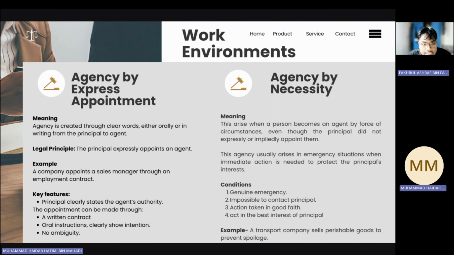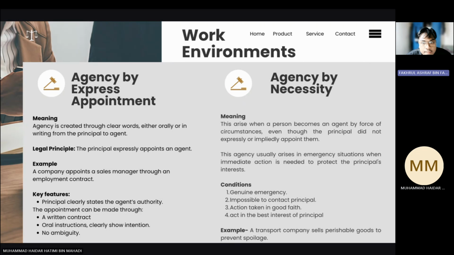The third one is agency by express appointment. This means that agency is created through clear words, either orally or in writing, from the principal to agent. In legal principle, the principal expressly appoints an agent. For example, a company appoints a sales manager through an employment contract. The key features are: principal clearly states the agent's authority. The appointment can be made through a written contract or oral instruction, with no ambiguity.